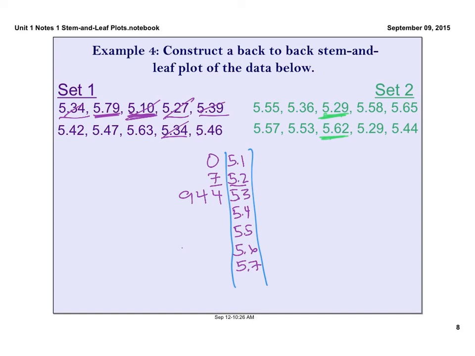Now let's look at the 4s. I've got 5.42, 5.47, and 5.46. So I have a 2, a 6, and a 7. 2, 6, 7. Then that was the 4s.